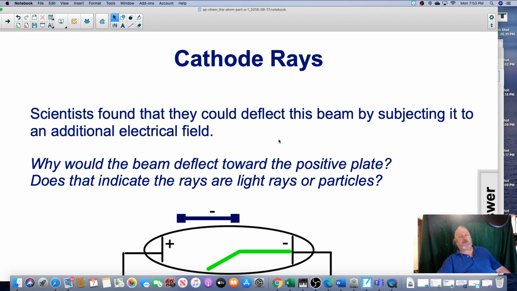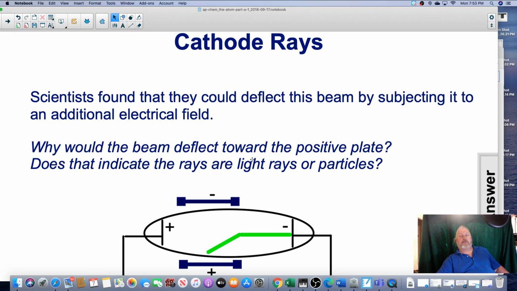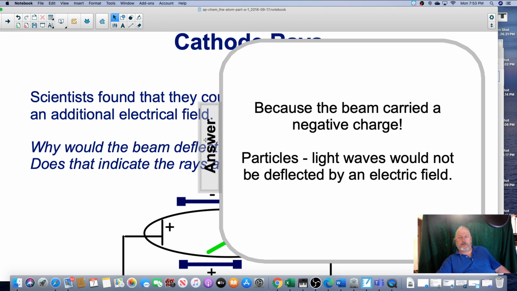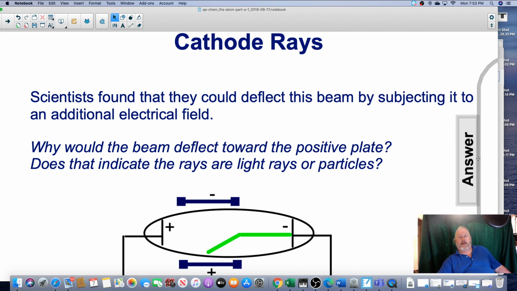Now, scientists found that they could deflect this beam by subjecting it to an additional electrical field. So, why would the beam deflect toward the positive plate? And does this indicate the rays are light rays or particles? Let's look and see. Because the beam is negative, right? It's got a negative charge. And it has to be particles because light waves would not be deflected by an electrical field.